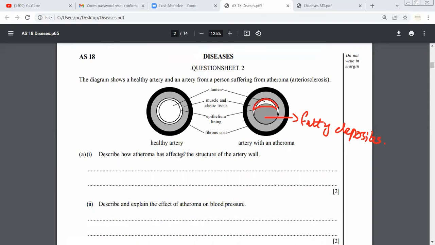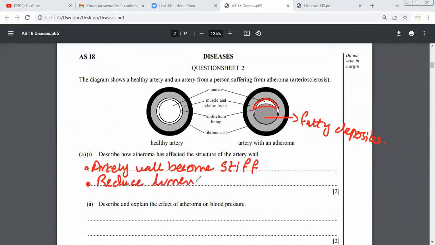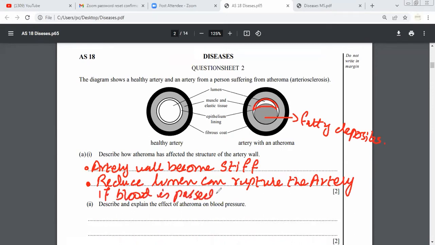Describe how atheroma has affected structure of artery wall. Artery wall become stiff, and another point is that reduced lumen can rupture the artery if that is passed with pressure.